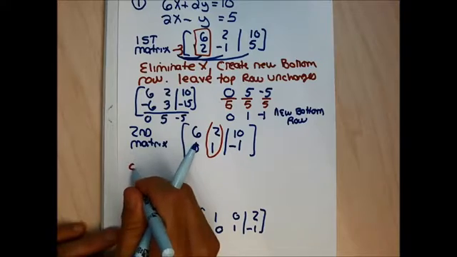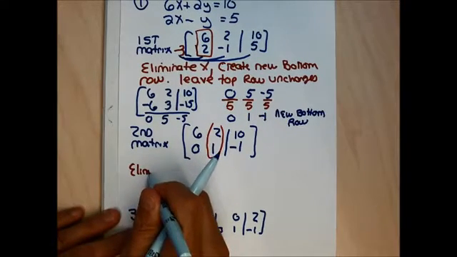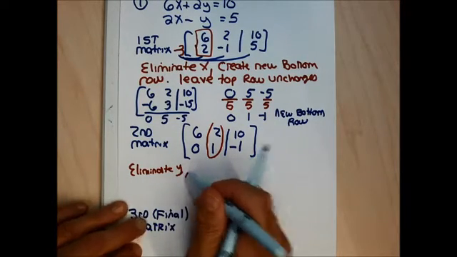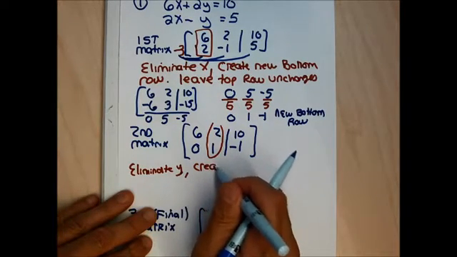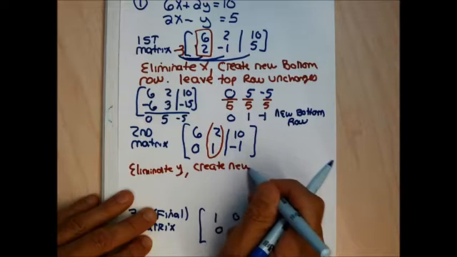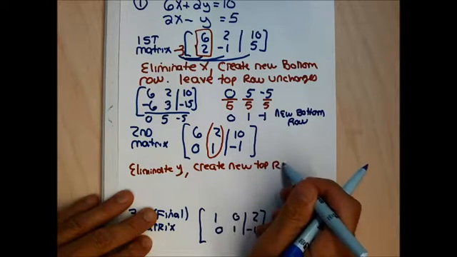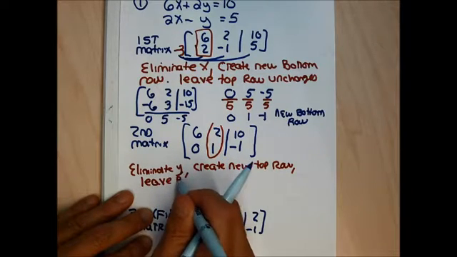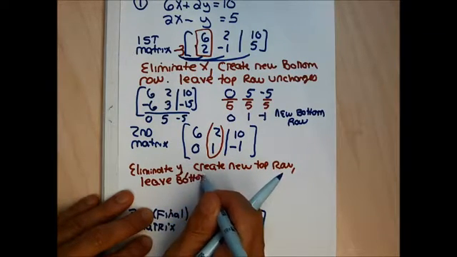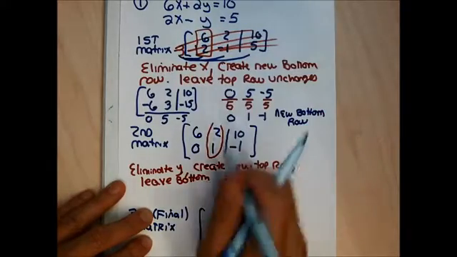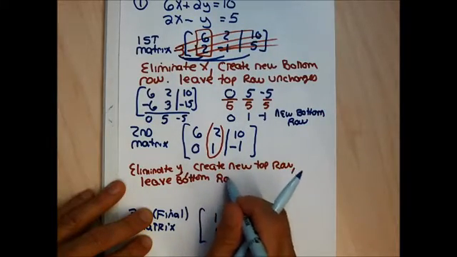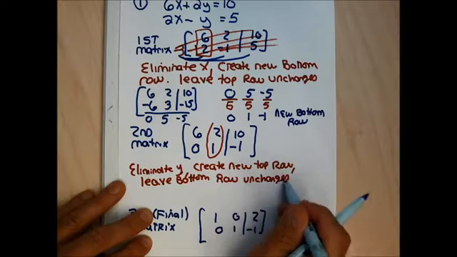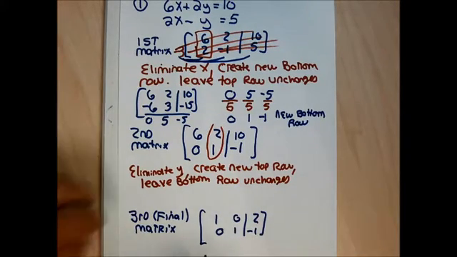I'm going to eliminate the y's. And I'm going to create a new top row. I'm going to leave the bottom row unchanged. I'm only going to look at my second matrix. I won't look at the first matrix again. So that's going to take me down to this matrix. So how do I get there?